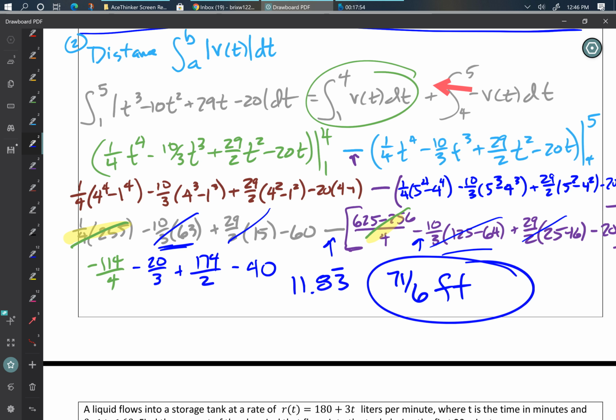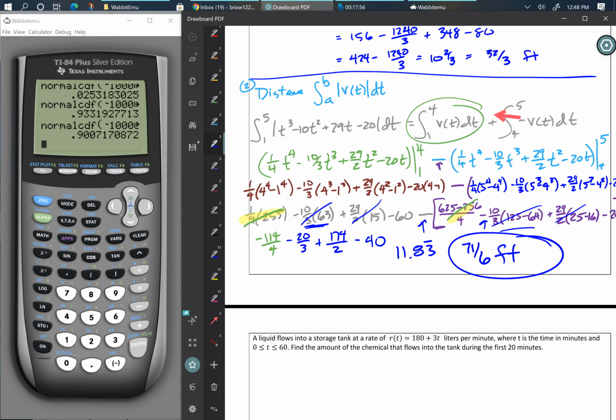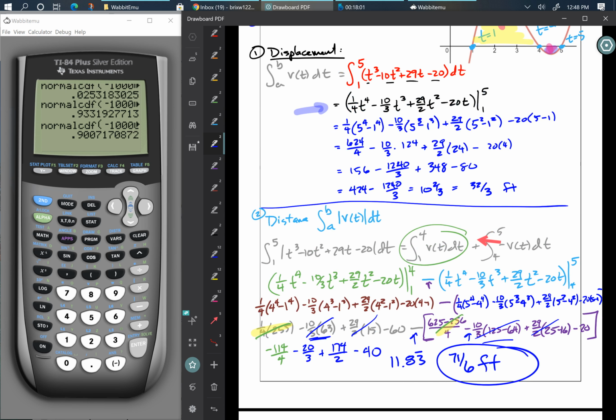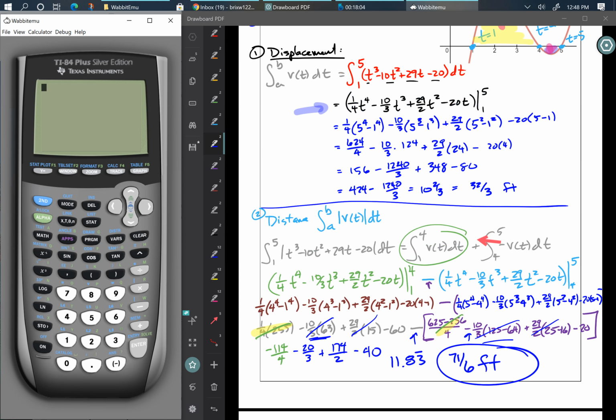Now, I'm going to show you something that you may or may not know already. Okay, the calculator is your friend. I'm going to go up here to Y editor. I'm going to clear out some of this junk that is sitting in here, and in Y1 I'm going to put our original velocity function. I'm writing it as x's instead of t's because the calculator doesn't like those. So x cubed minus 10x squared plus 29x minus 20.